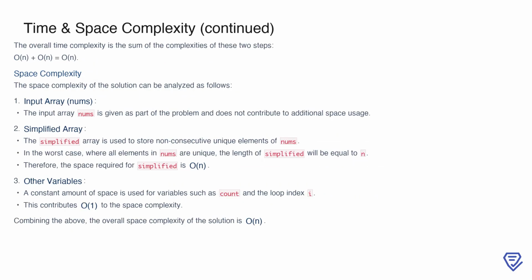Now, when we combine the 2 computational steps, the overall time complexity becomes O(n) plus O(n), which simplifies to O(n). For the space complexity, let's consider the memory usage.